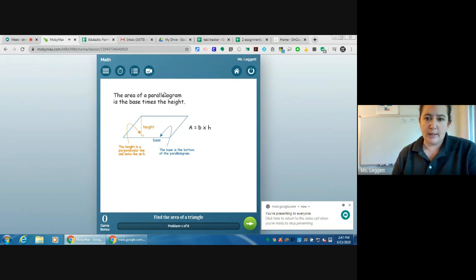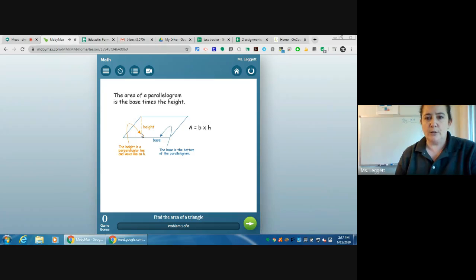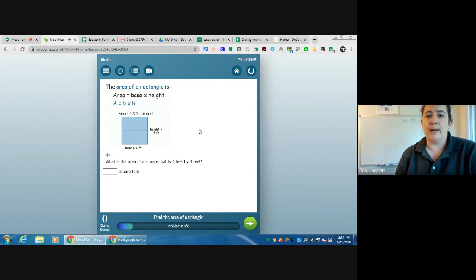So area of a triangle right here, they're reminding you that the area of a parallelogram was base times height, but when you think about a triangle, you can compare rectangles, parallelograms, and triangles. So the area of a rectangle is the base times the height. Also, you know it as length times width, right? So if I was to do length times width, this is 4 by 4, which is 16. And if you count all the squares inside, it's 16, because that's what area does. It counts the space inside.